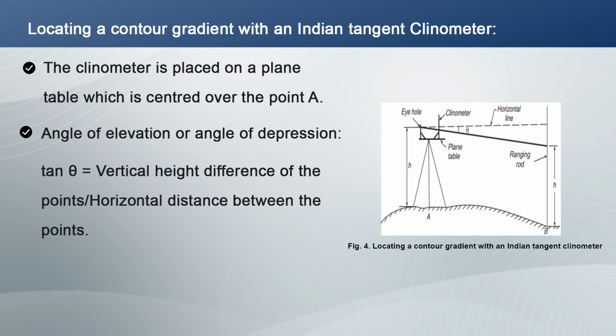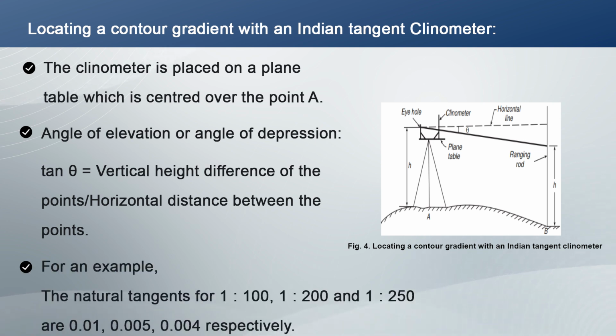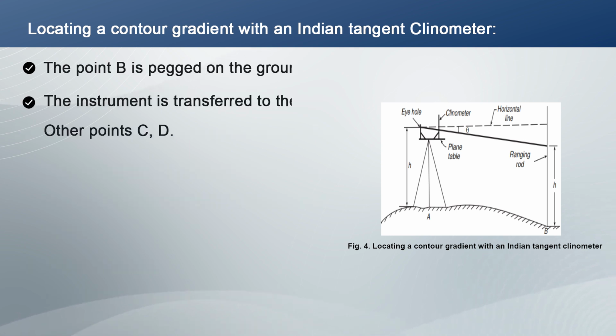For example, the natural tangents for 1:100, 1:200 and 1:250 are 0.01, 0.005, 0.004 respectively. Another person holding a ranging rod with a target fixed at the height of the eye hole of a clinometer is directed to move up and down the slope till the target is bisected by the line of sight. The point B is pegged on the ground.